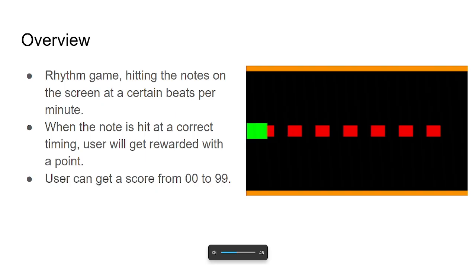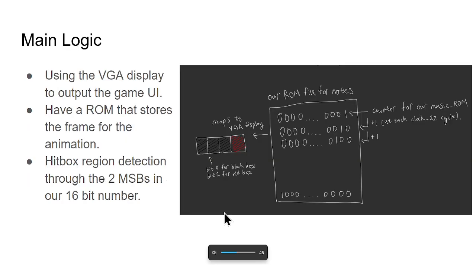When the note is hit at the correct timing, or when it's hit inside the green hitbox region, the user will be rewarded with a point. Currently the score is capped from 0 to 99. So when this red box enters the screen region and we hit our key at the same time, it's going to increment the point counter.